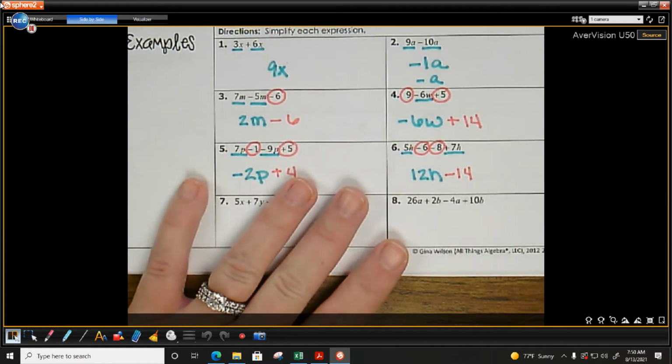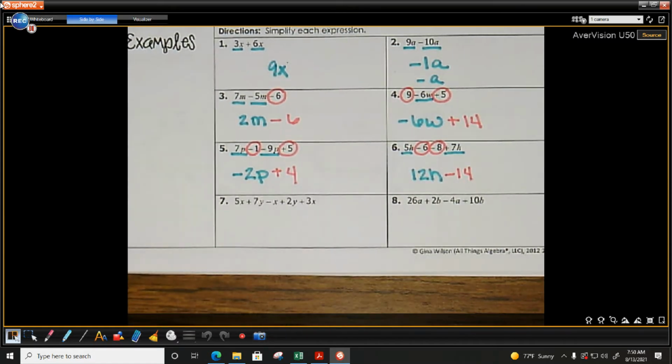Good with that? Guys, also you can use your calculators to check your math work, okay? I'm okay with that. I give y'all calculators.